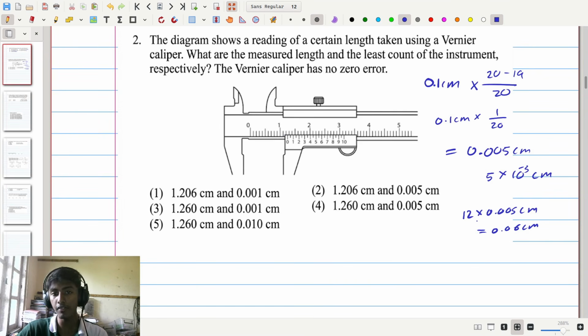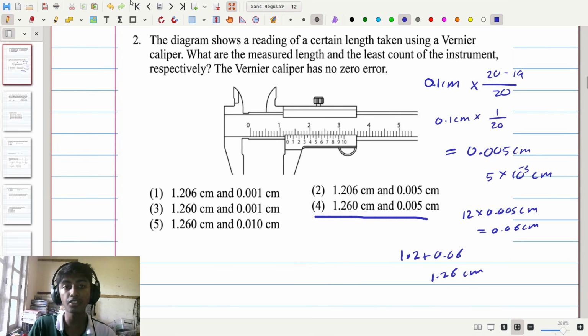Now if you look at the main scale, we can see the 0 here is right past the 1.2 mark on the main scale. So due to that, the main scale reading is 1.2, so therefore we have 1.2 plus the vernier scale reading of 0.06 for a total of 1.26 centimeters. And therefore the final answer here is 1.26 centimeters and 0.005, or answer number 4.